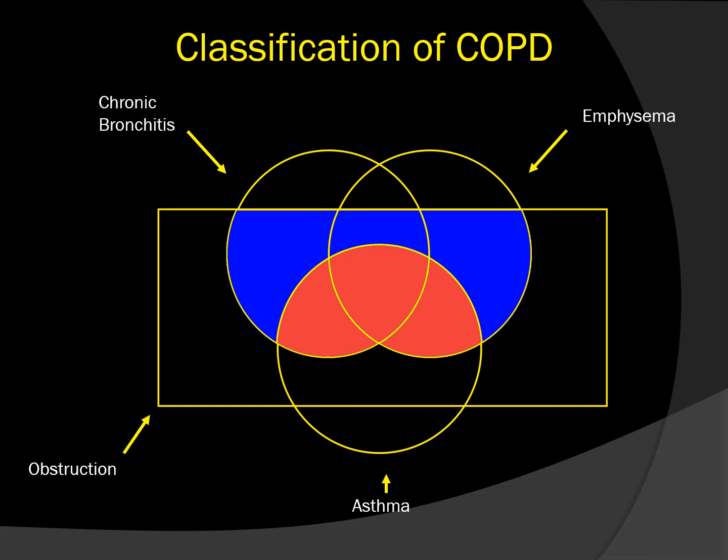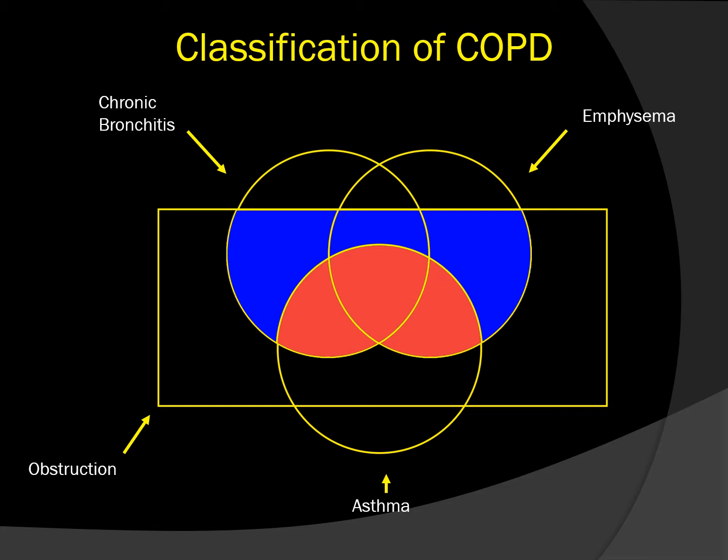First of all, in the blue area are patients with classic COPD from usually smoking with chronic bronchitis, emphysema, or overlap of the two, but there is an area in the middle with asthma which overlaps with all of these and is part of asthma COPD overlap.